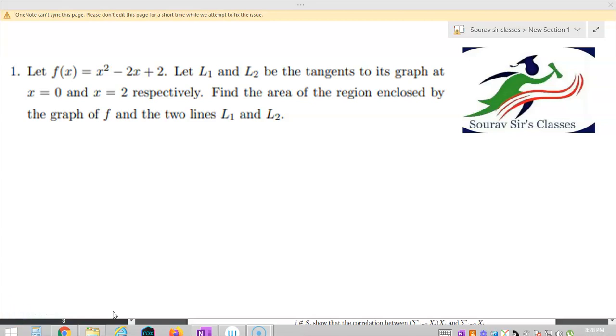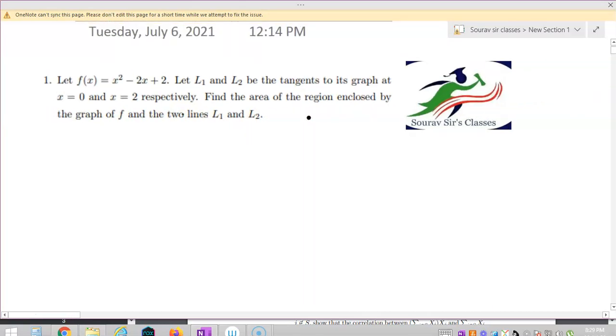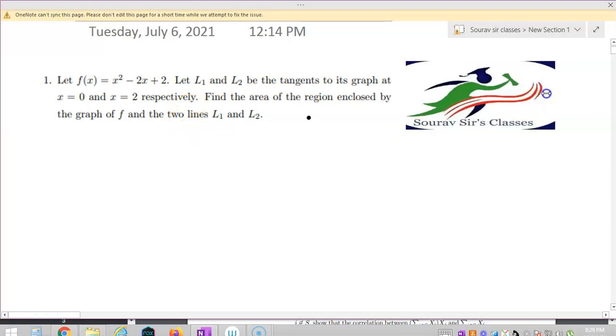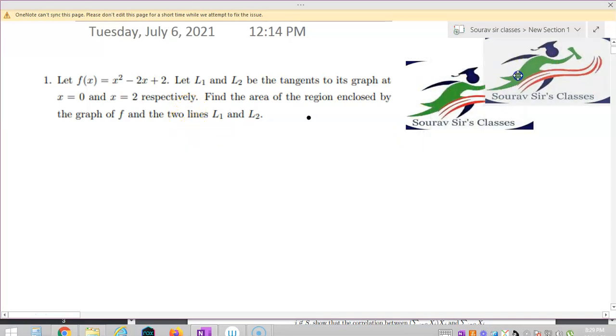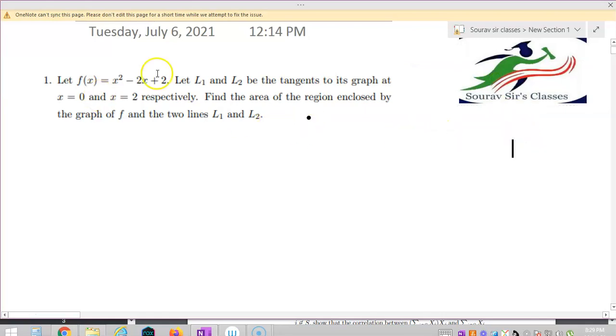So today we are going to solve the questions of ISI MStat. Let's solve question number 1, which says that f(x) is equal to x square minus 2x plus 2, and L1 and L2 are two tangents to the graph at x equal to 0 and x equal to 1. Then find the area of the region enclosed by the graph of f and the two lines L1 and L2. So we have to find the area of this.